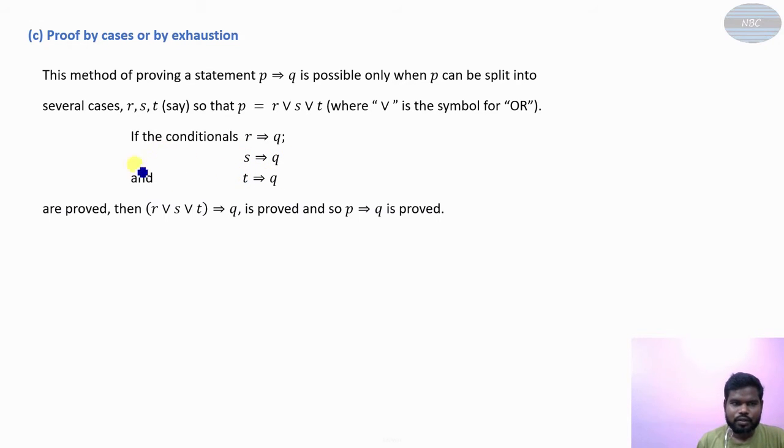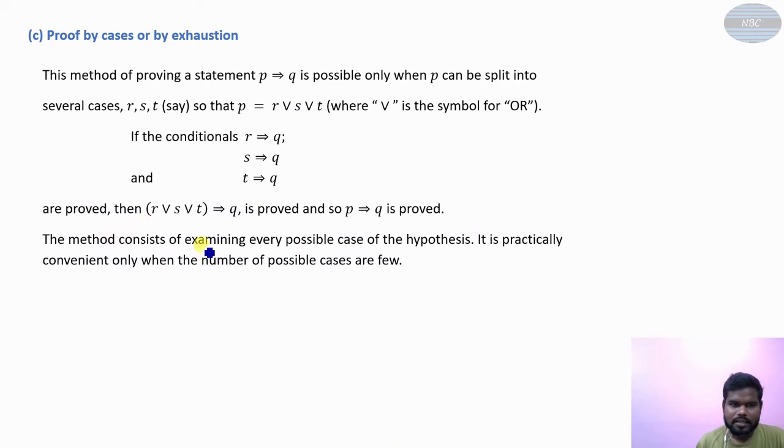If all are proved, then R disjunction S disjunction T conditional Q is proved, and so P conditional Q is proved, because we have already written P is equal to R disjunction S disjunction T. The method consists of examining every possible case of the hypothesis, so it is practically convenient only when the number of possible cases is few.